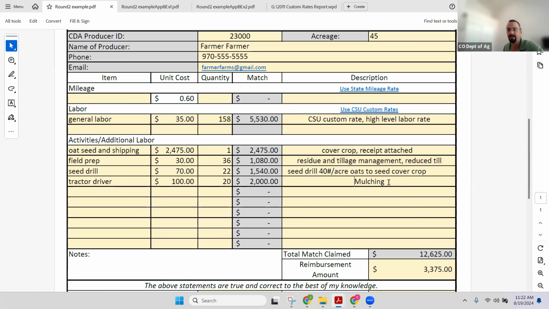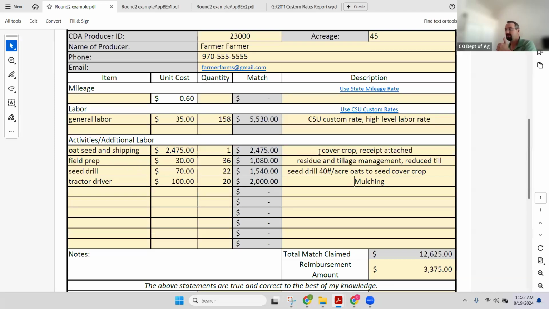Really simple. I don't need a really in-depth explanation. I just need to understand what they're doing and what went into each practice. Also, please attach receipts. Each receipt needs its own line. So if there was another receipt for another bed of seed, that would go on a different line.